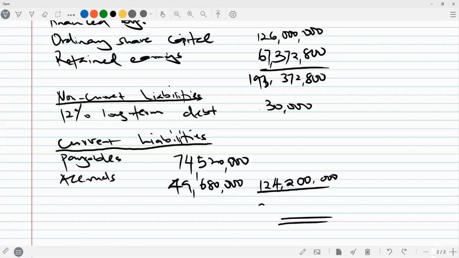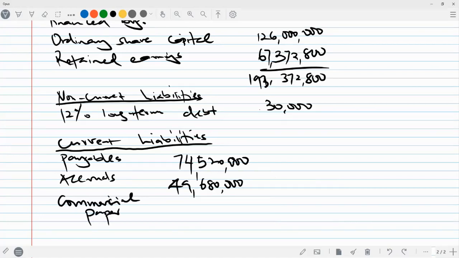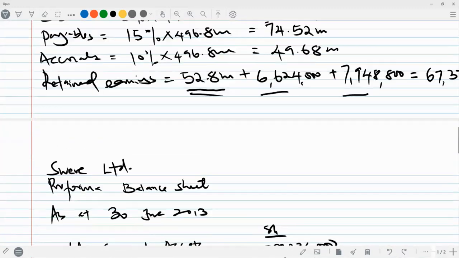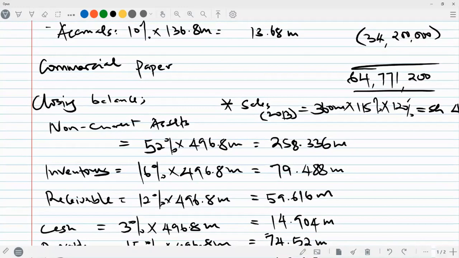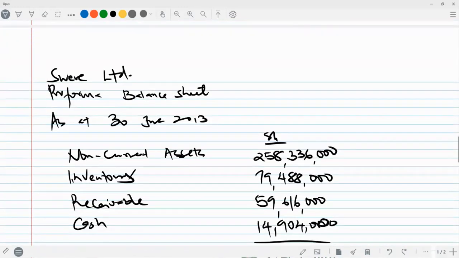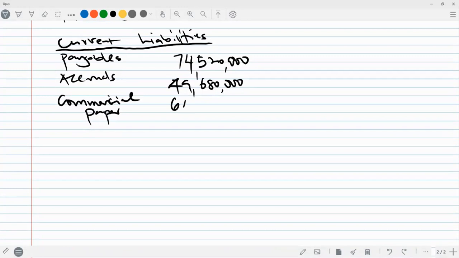$317,602. We forgot commercial papers, which I think we have already done the calculation for. So we need to add commercial papers. Commercial papers are part of the current liabilities of the company. What do you get? They have here 64 million, 771,200.